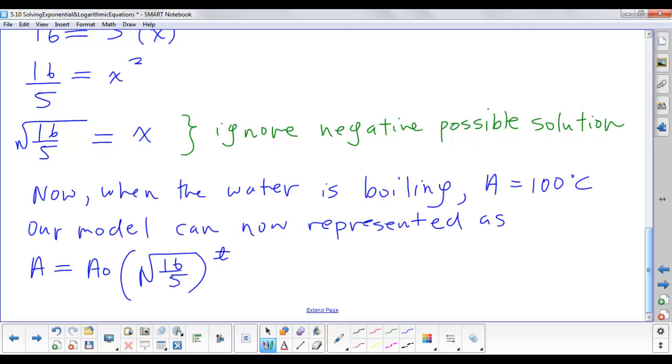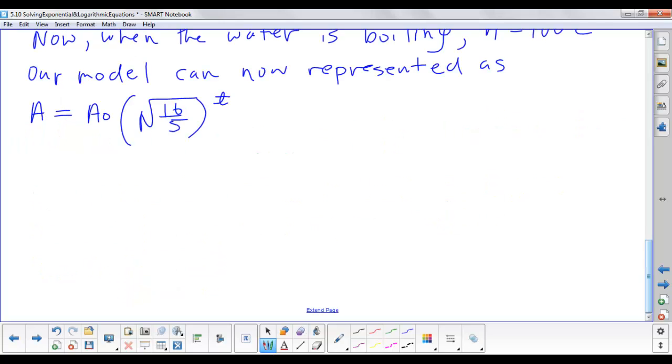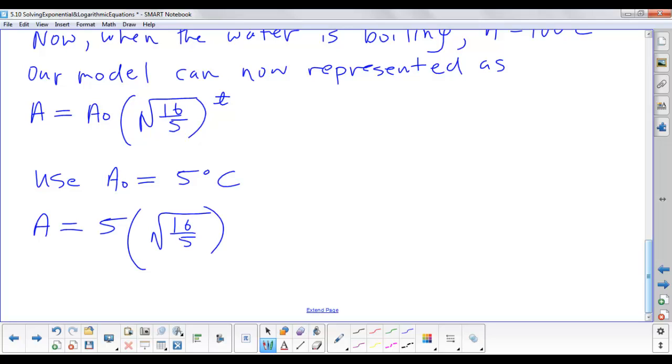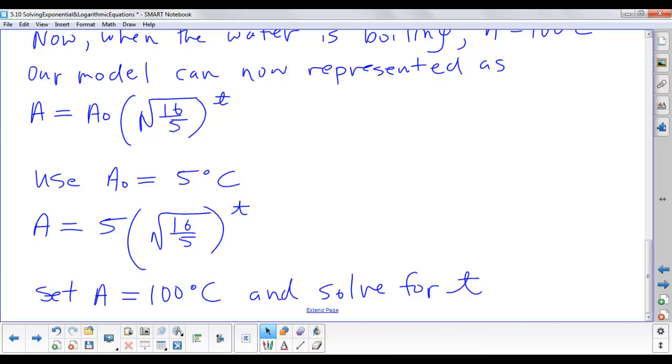So what we'll do from here is basically assume A is 100 degrees, and then we have the choice. If we're starting from time 0, we used A0 as 5 degrees Celsius originally. So our model will be A equals 5 times the square root of 16 over 5 to the power of t. We could technically set this up where A0 was 16, but then we have to realize the time we solved for was not accounting for the 2 minutes that elapsed between when it was 5 degrees Celsius initially and 16 degrees Celsius.